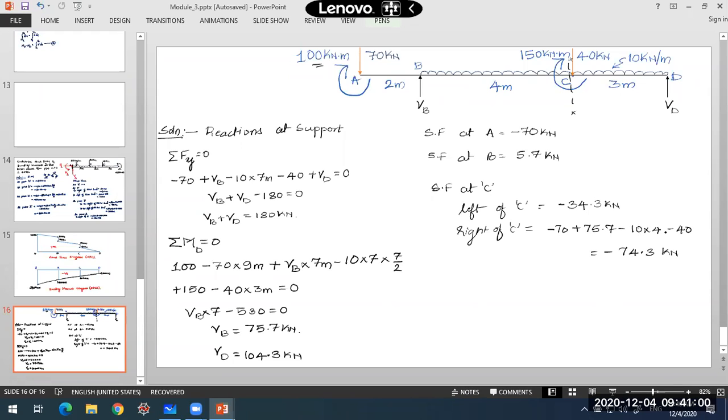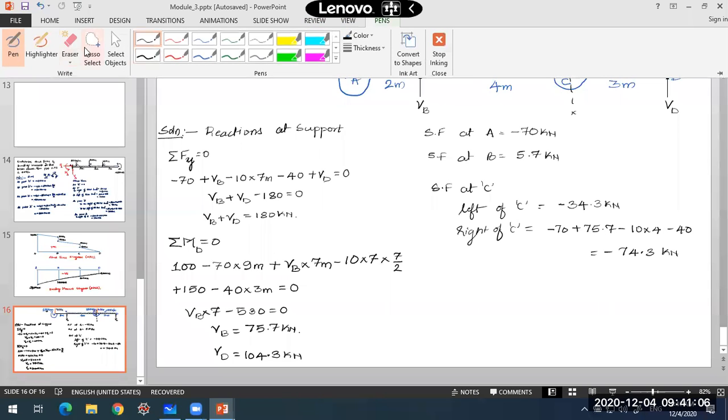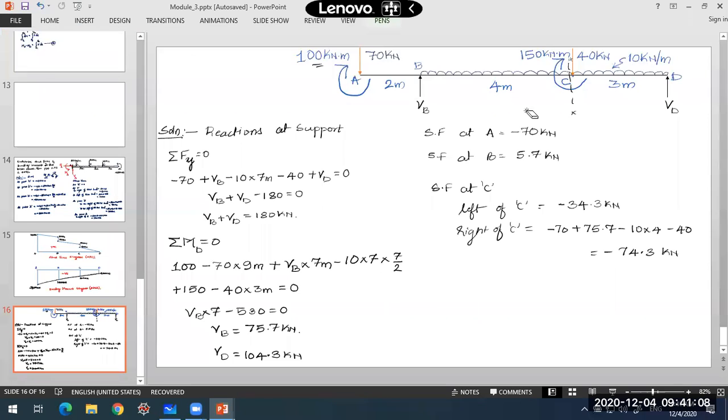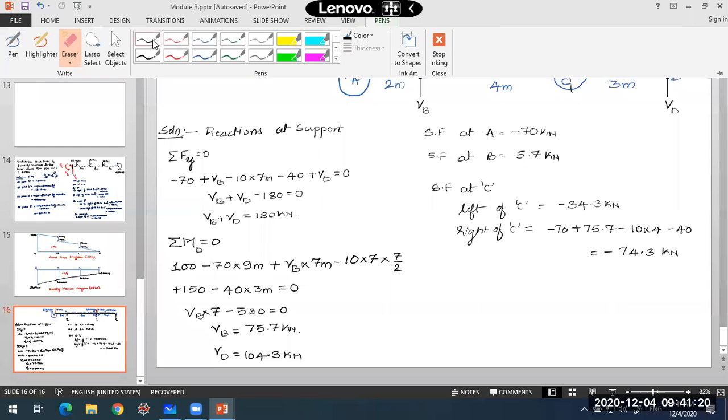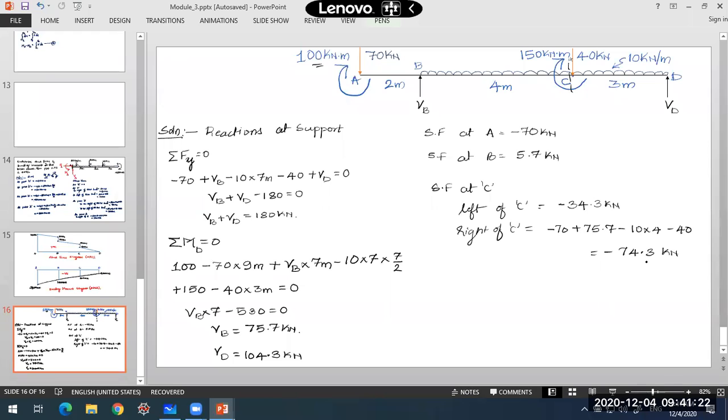Now when I cross point C and place my section to the right side of that concentrated load, what will happen? One more force will come into the picture, this 40 kilonewton, minus 40 kilonewton. That will add to the previous value, so this will result in minus 74.3.